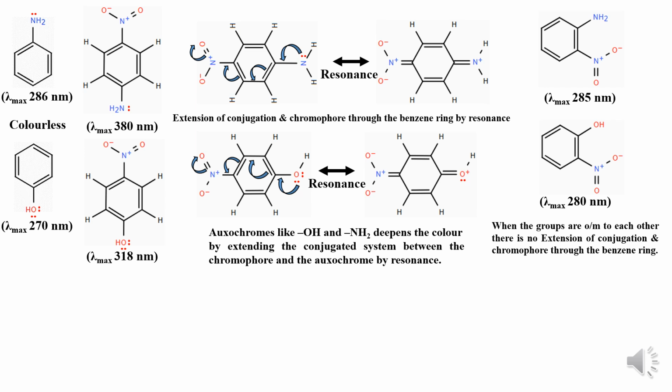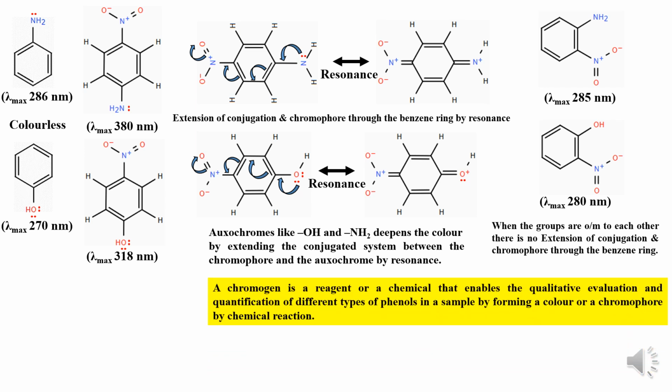Only when the groups are para to each other and complementary to each other, you see a bathochromic shift in the lambda max towards longer wavelength. Now coming to the last part of the discussion, that is chromogen. What is a chromogen? A chromogen is a chemical or a reagent that produces a color or a chromophore by a chemical reaction. A chromogen is employed for identification purposes. That is, it can be used for qualitative evaluation, and in most cases it's used for quantitative analysis of different types of phenols.